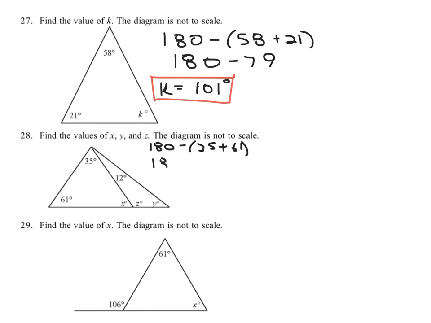And what do we get? We get 180 degrees minus 96. And that equals 84 degrees. So x equals 84 degrees. So write that in there.